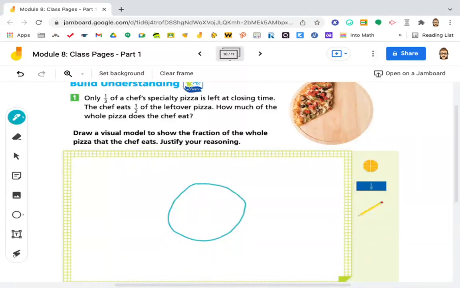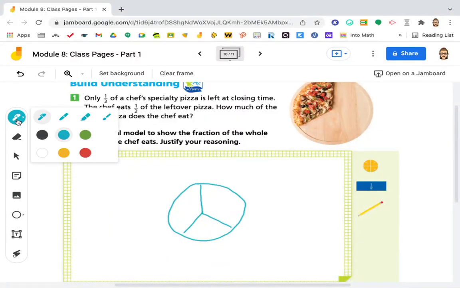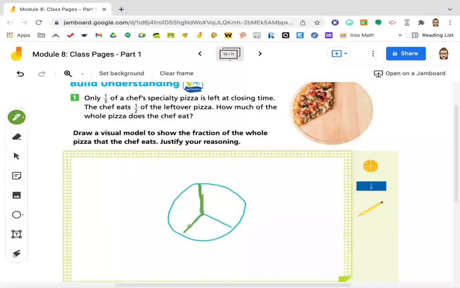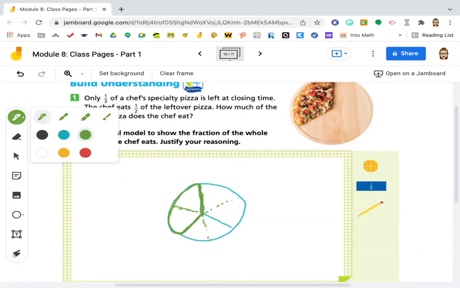So we're going to draw a pizza here. And we're going to split it into thirds. So the piece that we're really looking at is this piece here. We're looking at just one of the thirds. But we're eating half of that. So we're going to split all the pieces in half. And we want one of those.